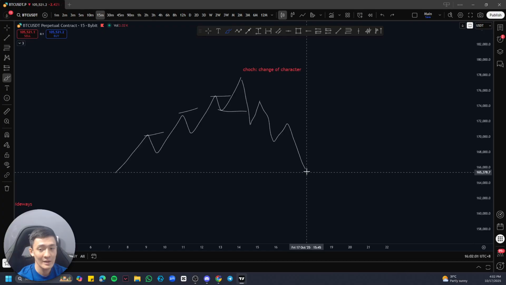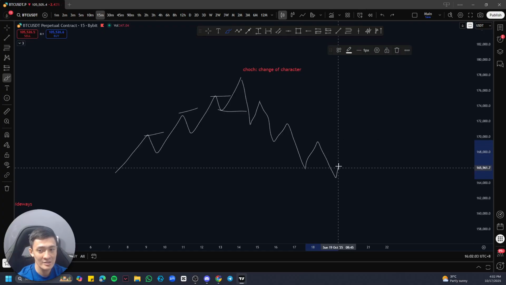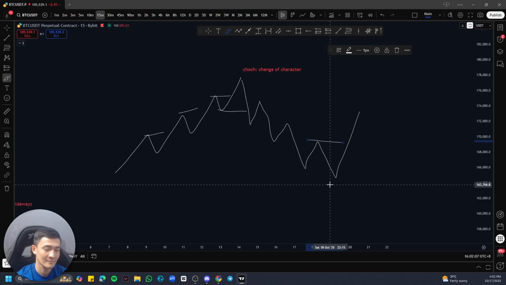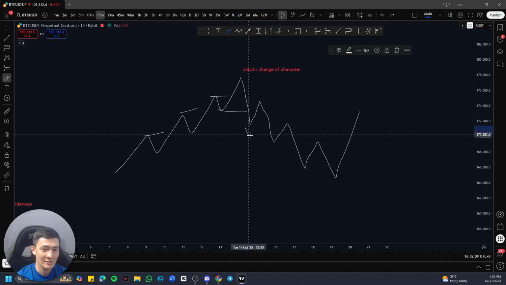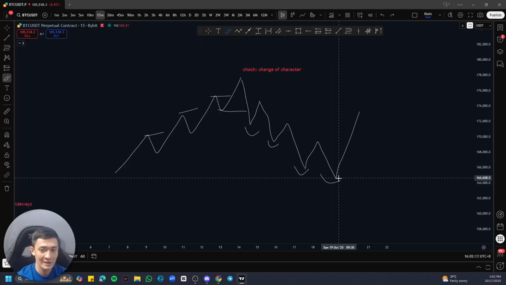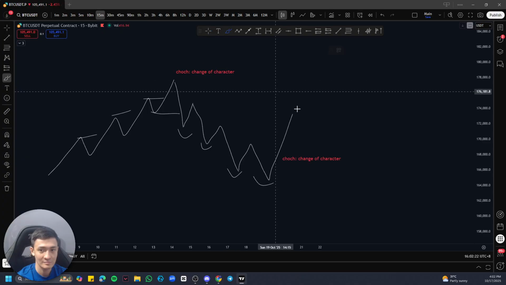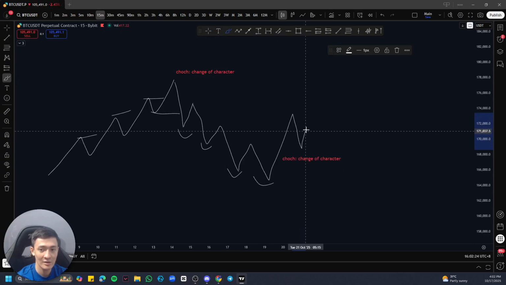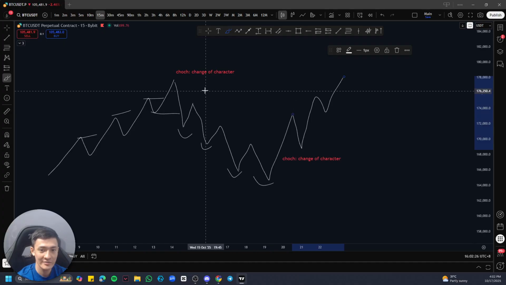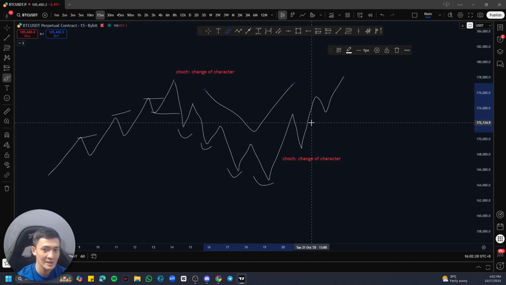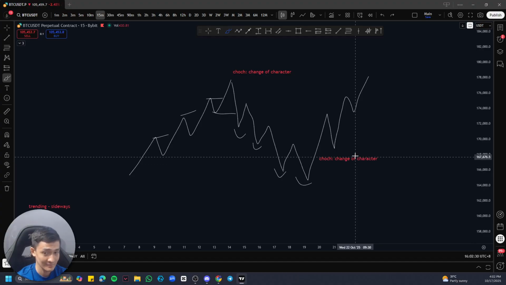Okay, but what happens when suddenly that ceiling is broken? Instead of a new low, new low, new low, suddenly the ceiling gets broken. This is also a change of character, because the possibility of the trend changing from a downtrend to an uptrend has just become more likely.